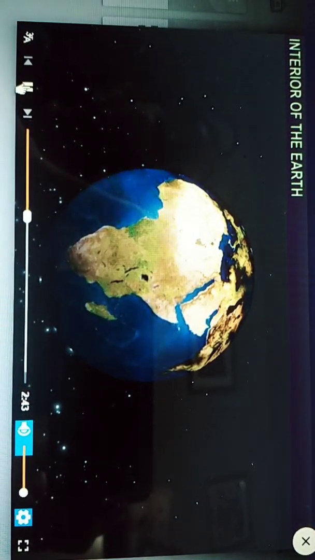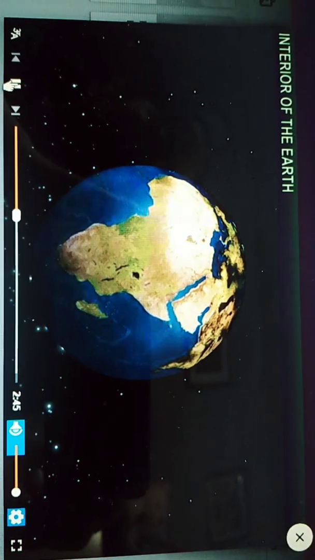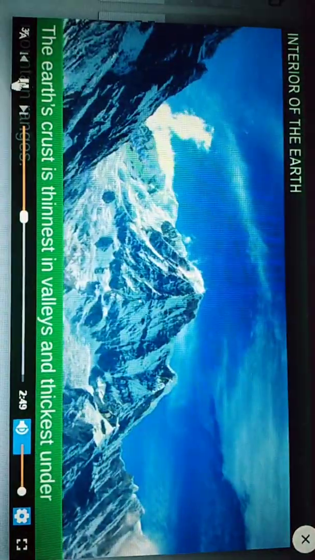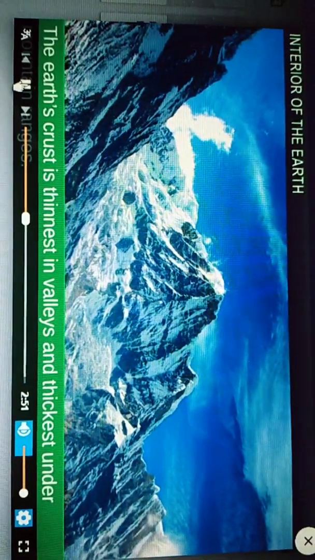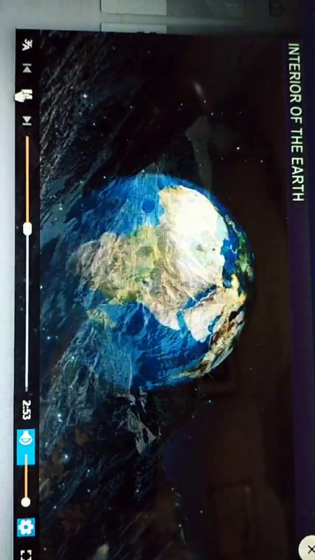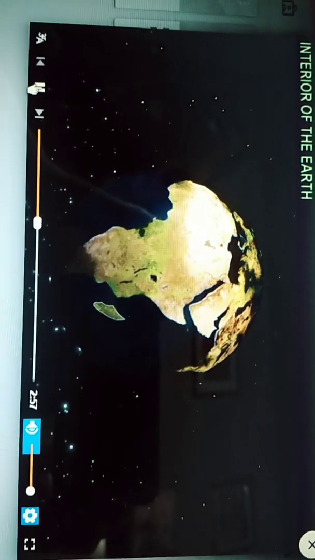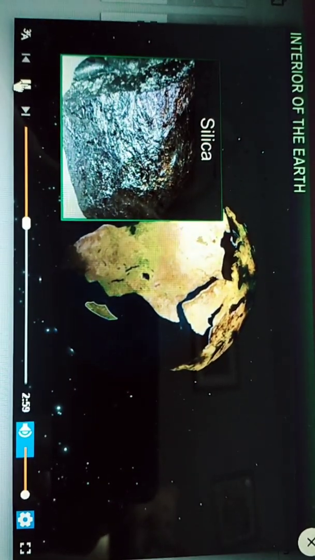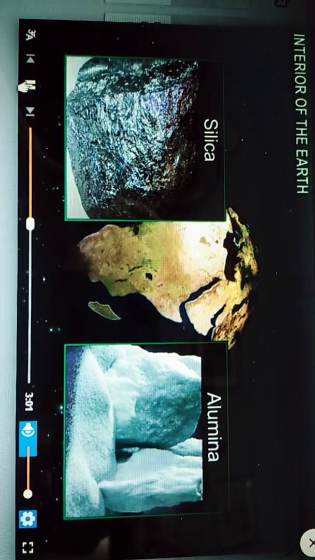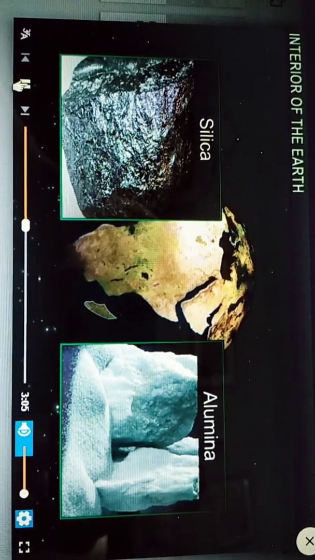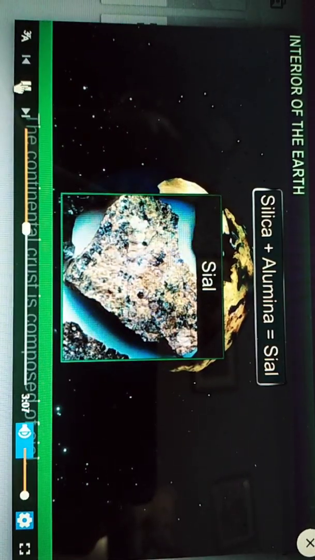The Earth's crust is at its thinnest in places such as the Rift Valley in East Africa and thickest under mountain ranges. The continental crust is composed of two minerals, silica and alumina. The combination of these two elements gives it the name Sial.